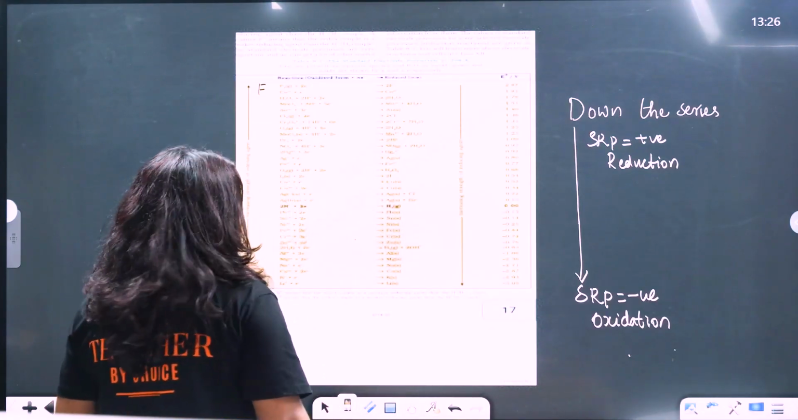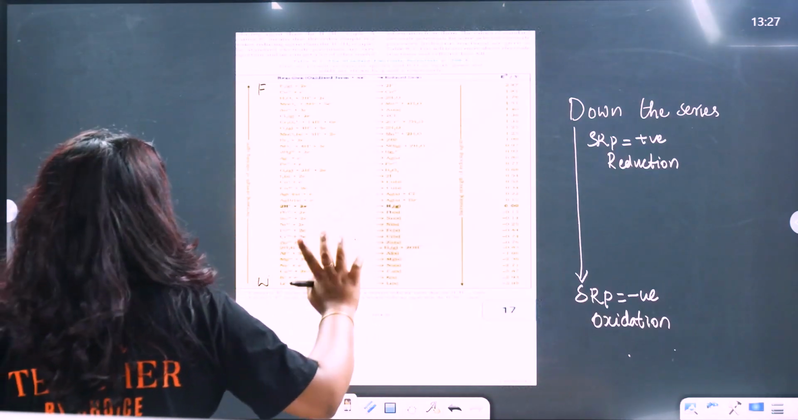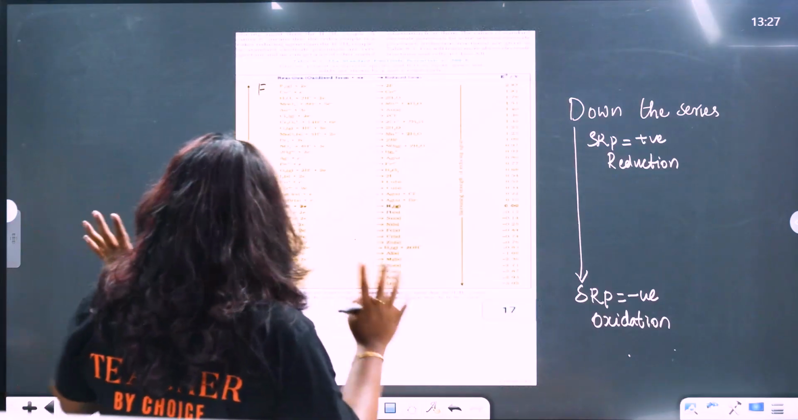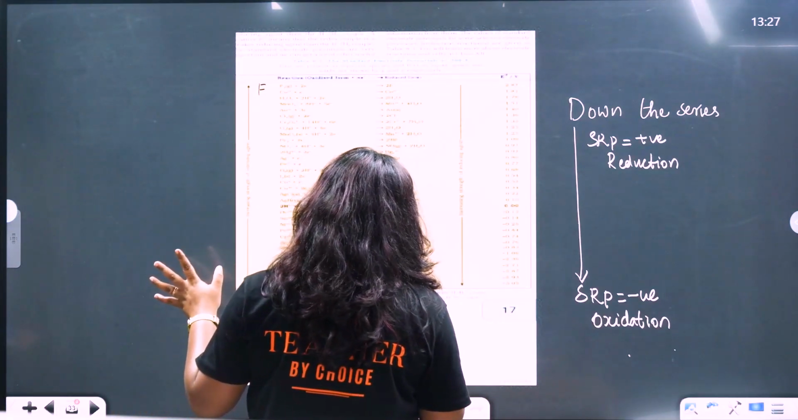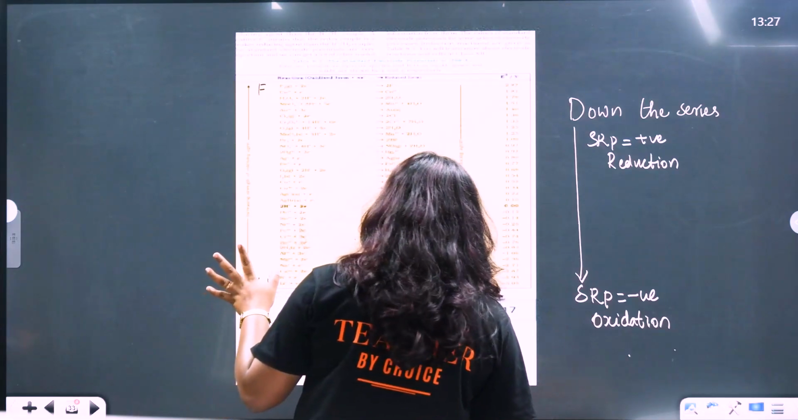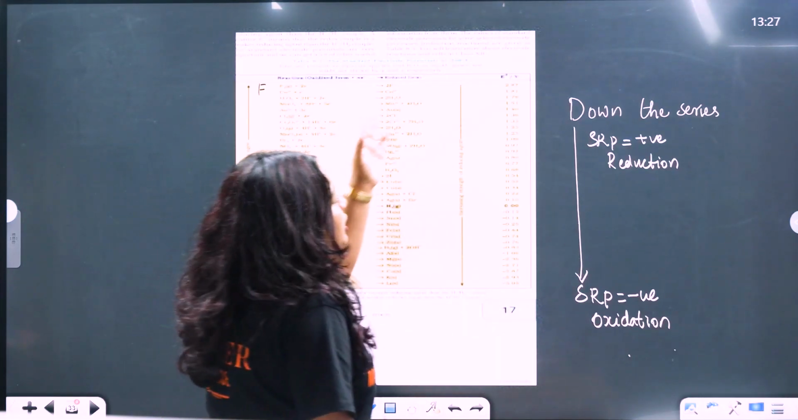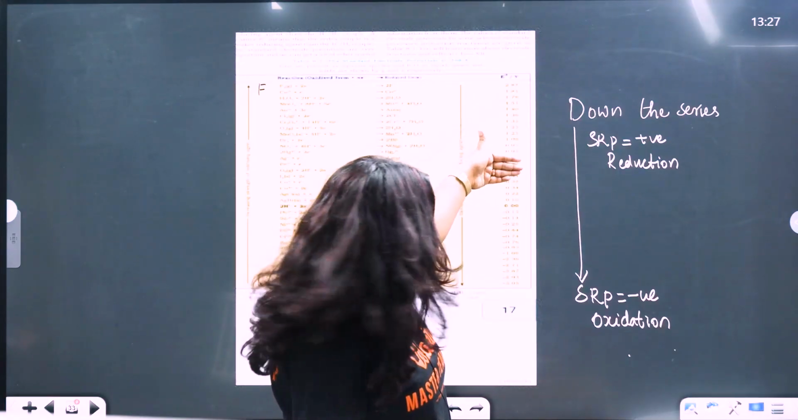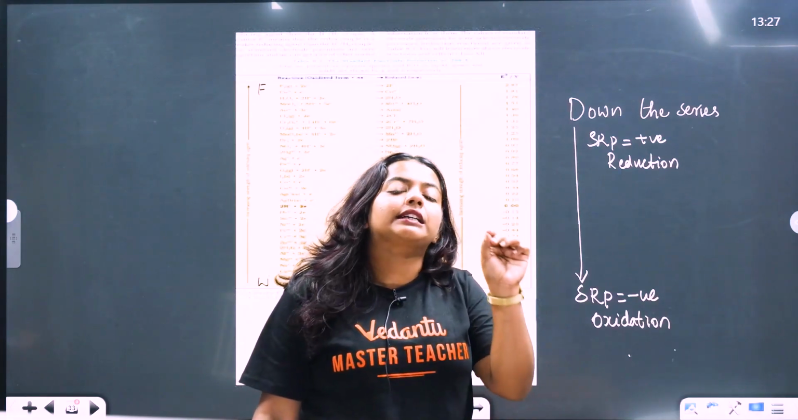So what happens here, listen carefully everyone, here the standard values given are the reduction potentials. They are giving you the value for the reduction, the standard electrode potential. So always remember, from top to bottom, the values go from 1 point, 1 point, 1 point, then become 0, 0, 0, then become minus, minus, minus, which means the standard reduction potential value becomes negative.